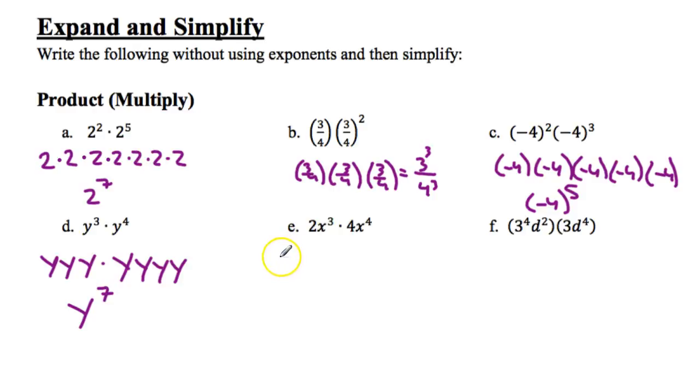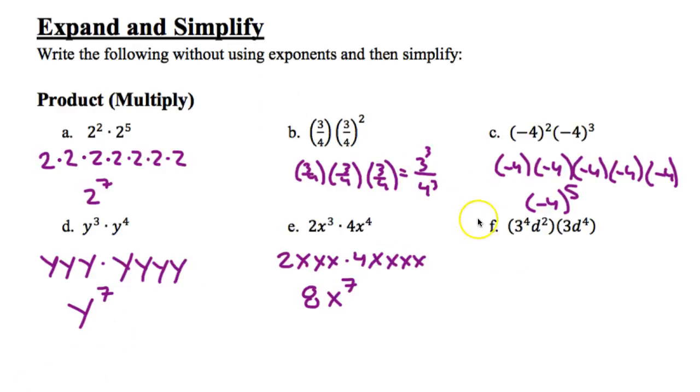This one right here, we've got 2 x cubed, that's 3 x's. 1, 2, 3 times 4. How many x's over here? Well, that's x to the 4th, so there's going to be 4. 1, 2, 3, 4. Now if I kind of smush them all together, 2 times 4 is 8. And how many x's will I have? 1, 2, 3, 4, 5, 6, 7. 8x to the 7th power.